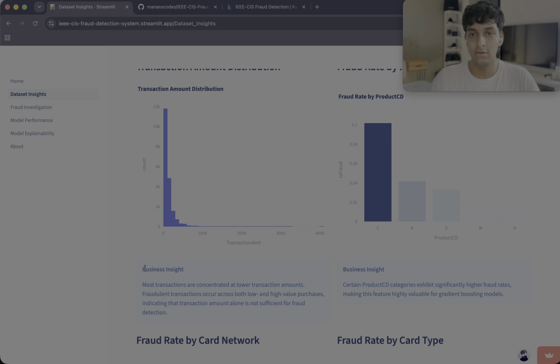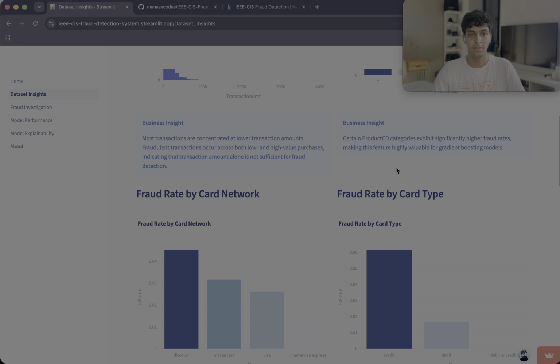Now coming to the next point, the product category feature. What this tells us is that certain product categories exhibit significantly higher fraud rates, making this feature highly valuable for gradient boosting models. Obviously, we have used light gradient boosting models, so this particular feature is important for making predictions.